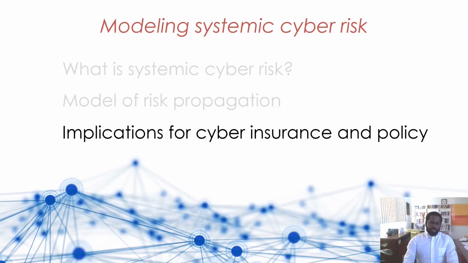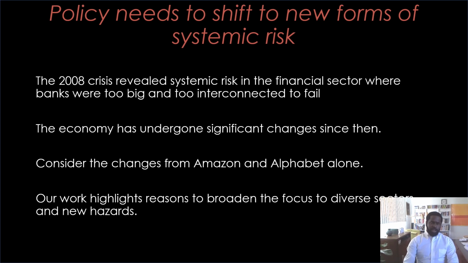So I'll leave you here with some implications, which is that the 2008 crisis revealed systemic risk in the financial sector, where banks were too big and too interconnected to fail. Right? That's a common understanding. However, the economy has undergone significant changes since then, and if we look at changes to Amazon, Alphabet, Apple, just alone, we can see how there is a different landscape in risk today. Our work highlights reasons to broaden the focus to diverse sectors and to new hazards.